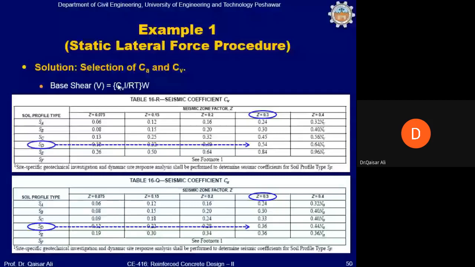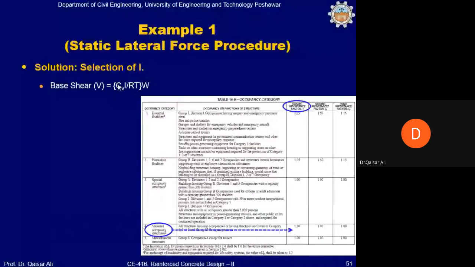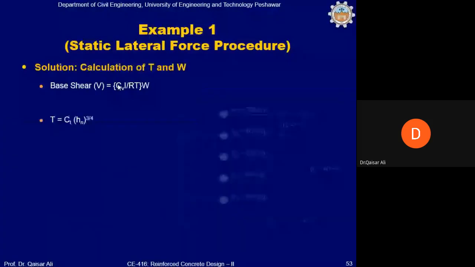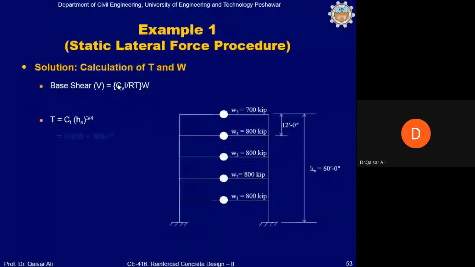Next is the important factor. This is directly given to us. This is 1. R for SMRF is taken as 8.5, correct? Time period will be calculated. Time period is Ct hn to the power 3/4. 0.03 into 60 to the power 3/4 is 0.646 seconds. Time period is less than 0.7 seconds, so Ft will be 0.